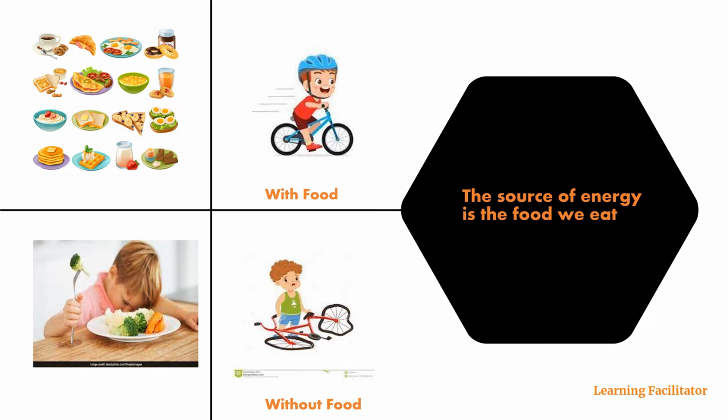The source of energy is the food we eat. Here you can see two pictures. One is a boy who is riding his bicycle very happily, and the other one is very less in energy. In the first picture, it is showing that the boy has consumed enough food to get energy to ride his bicycle. In the second picture, the boy has not consumed enough food to get energy to ride a bicycle. In conclusion, we got to know that the source of energy is the food we eat.